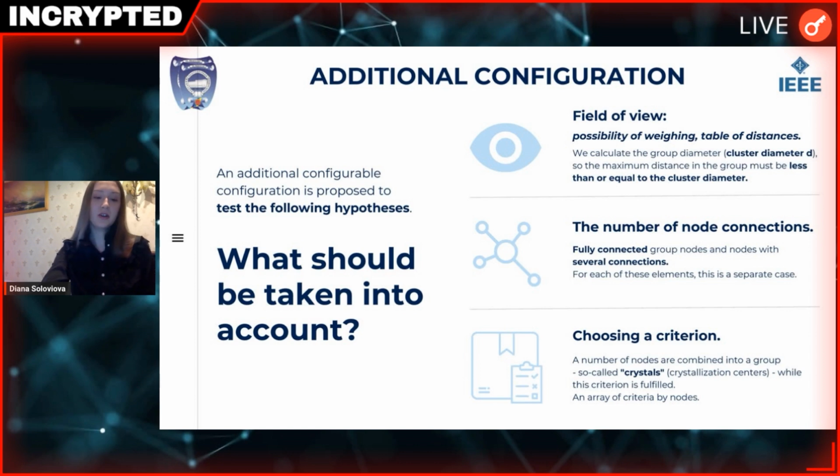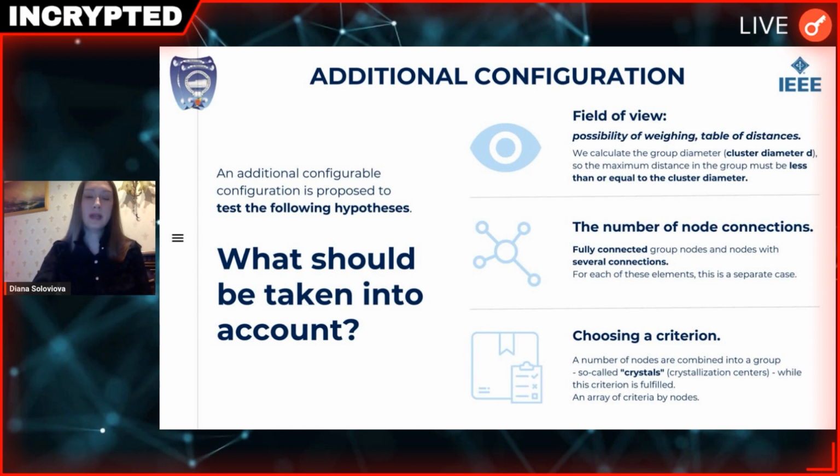To set the necessary configuration for the simulator and expand the capabilities of the blockchain network simulator, let's analyze the problem of minimizing transaction time in a network with a proof of work consensus mechanism. So, what should be taken into account? Firstly, the field of view, basically the possibility of weighting and a table of distances.